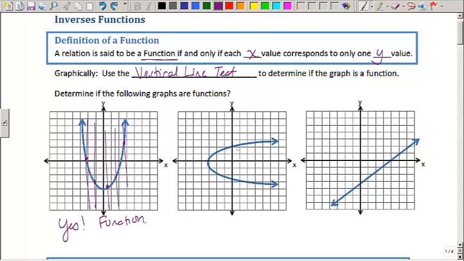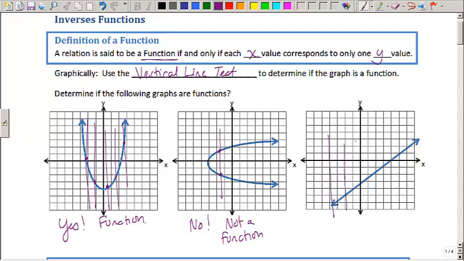Okay. Looking at the next graph, as I pass a vertical line through the graph, I notice that my vertical line intersects the graph at more than one point. In fact, in this case, it intersects at two points. So right off the bat, I know that this is not a function. This x value has two different y values, and that is not allowed in a function. Every x is going to only match up to one y.